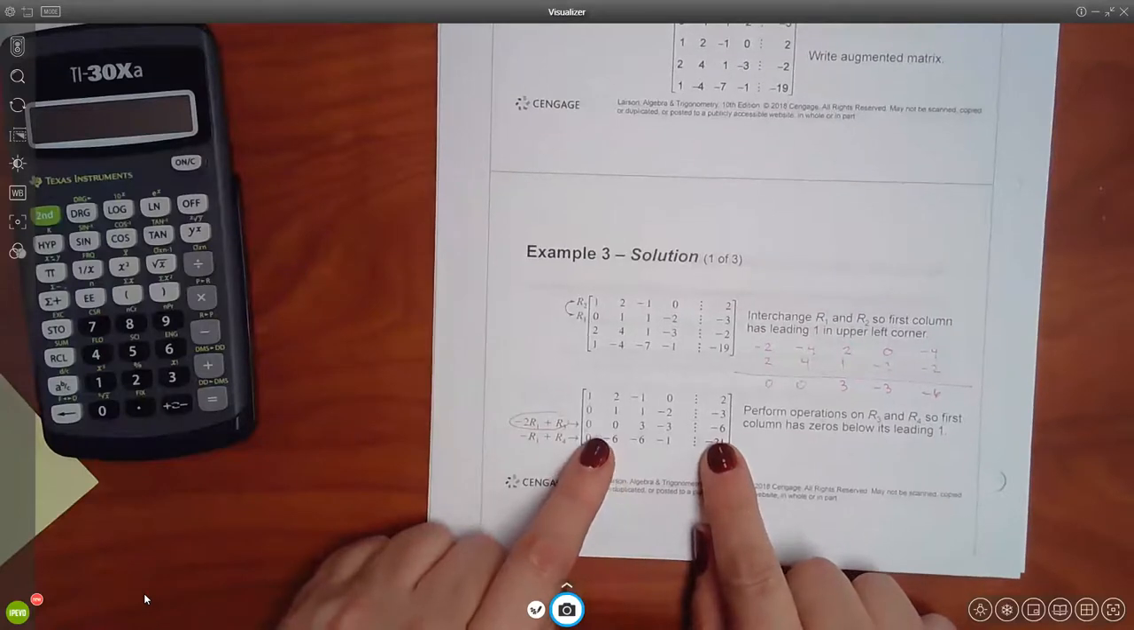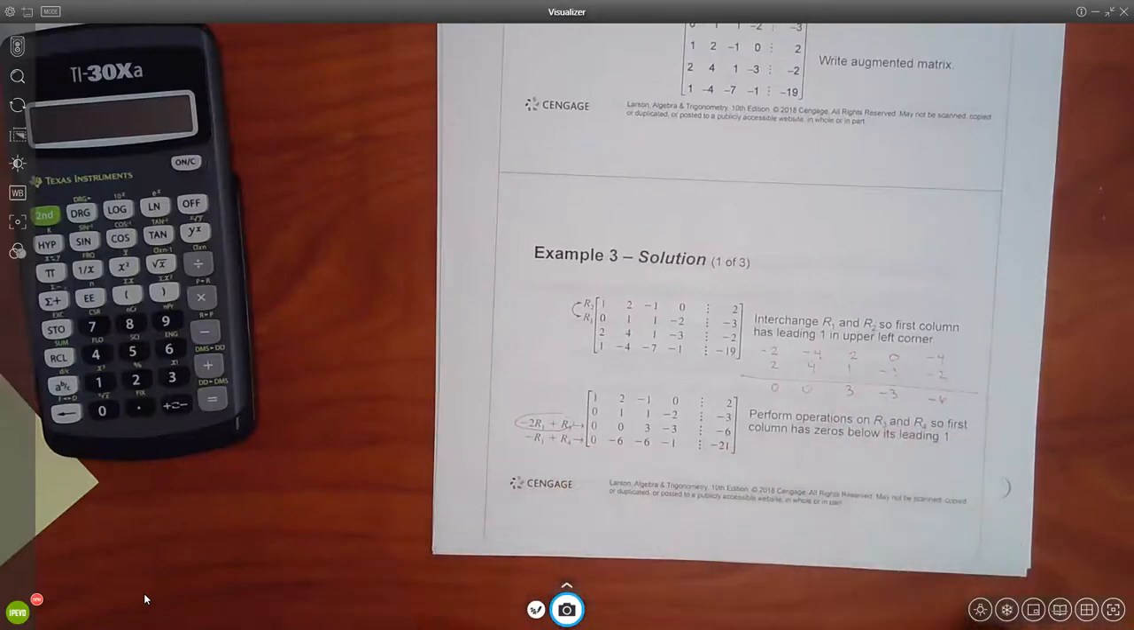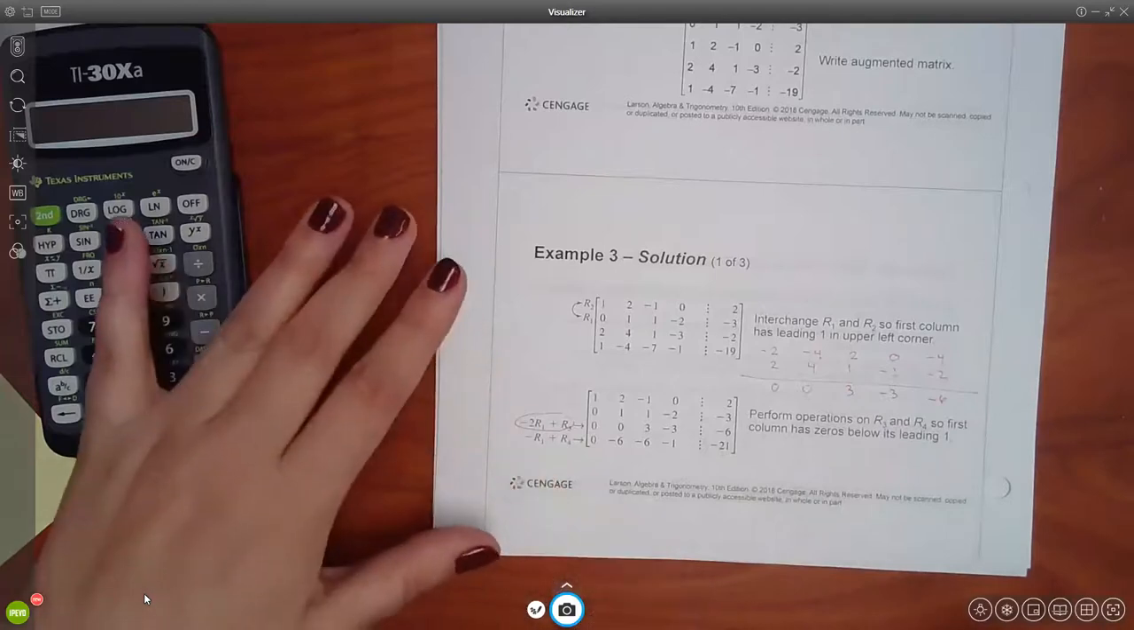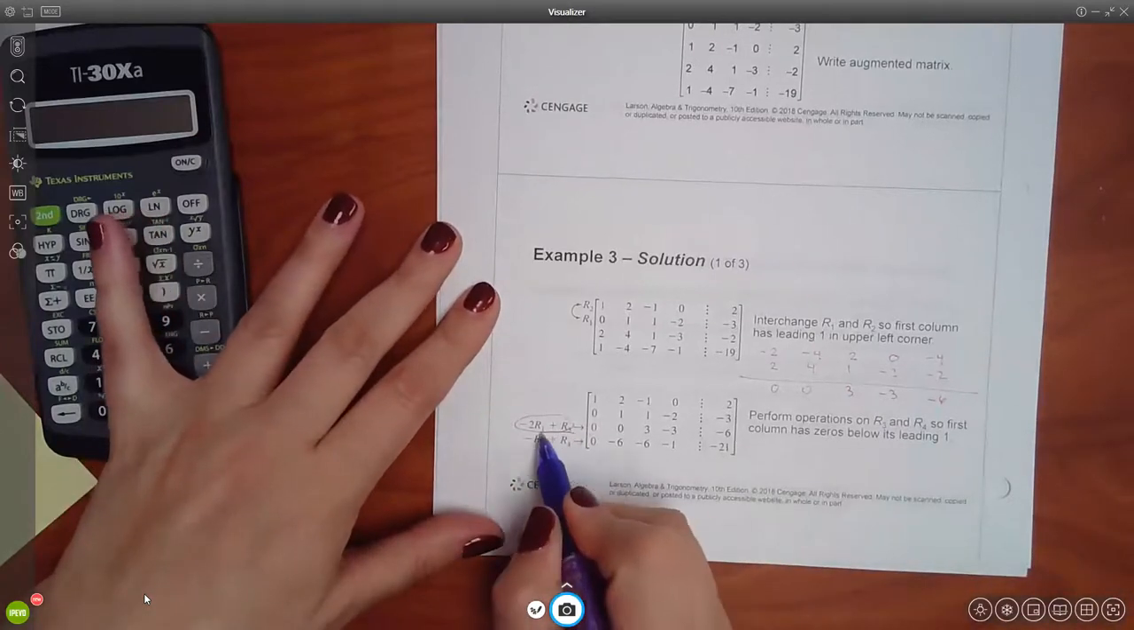Do they have the same thing as me? Yeah, but they didn't show you all the work they did to get that. They just were like, here it is, magic. It's not okay. So now let's try the other one.